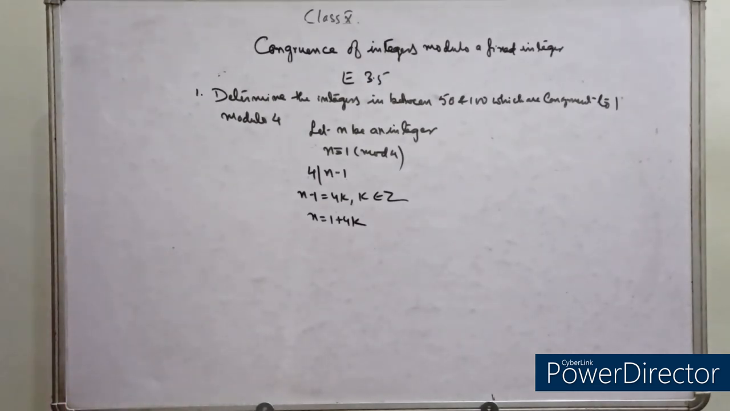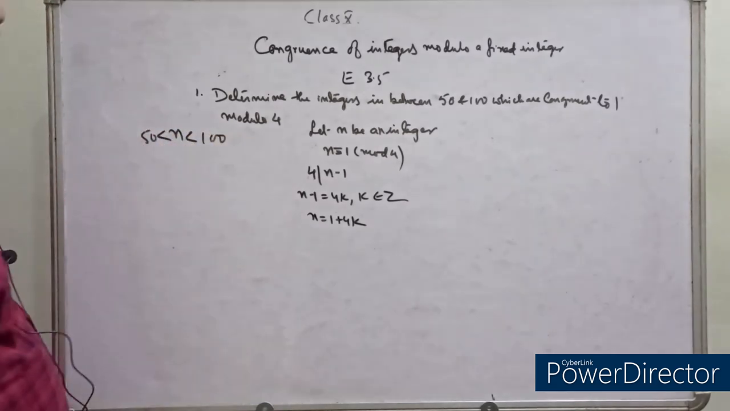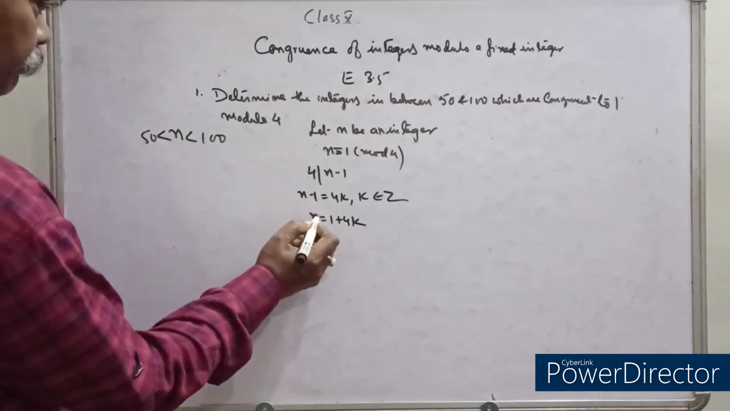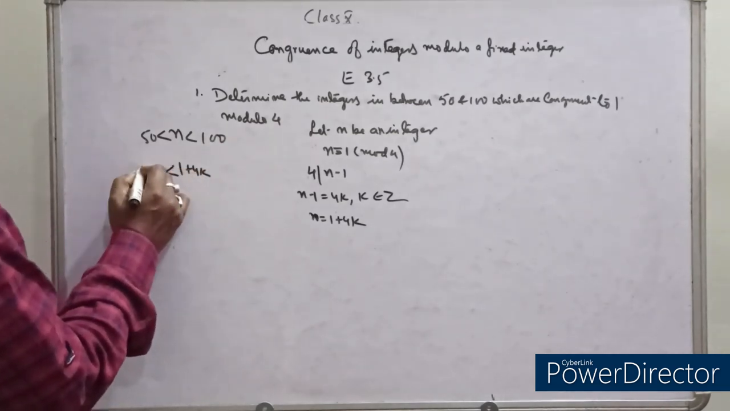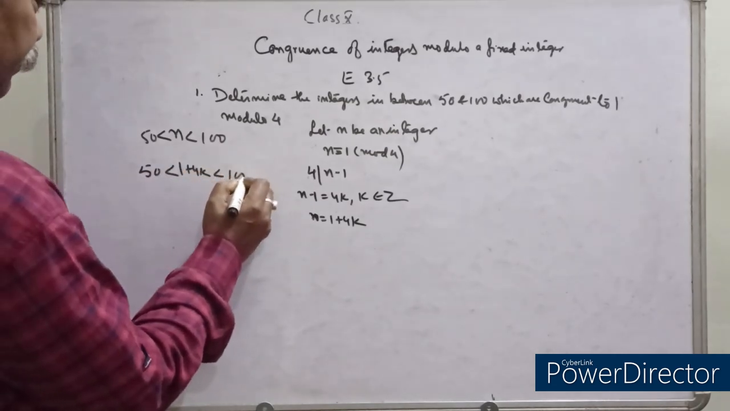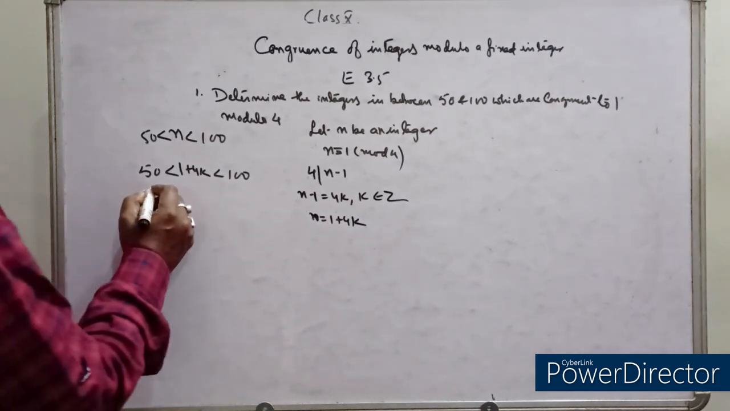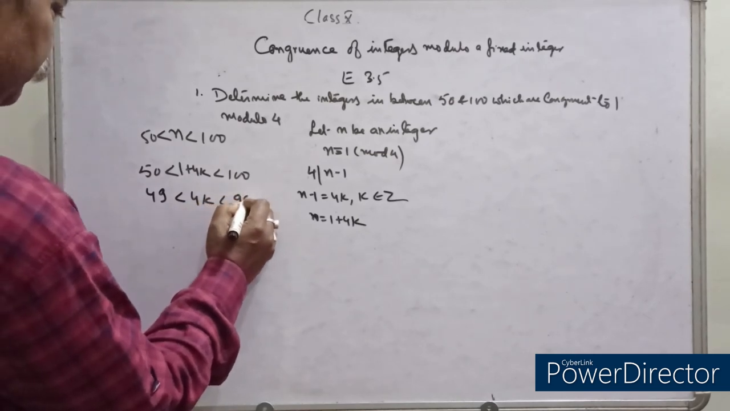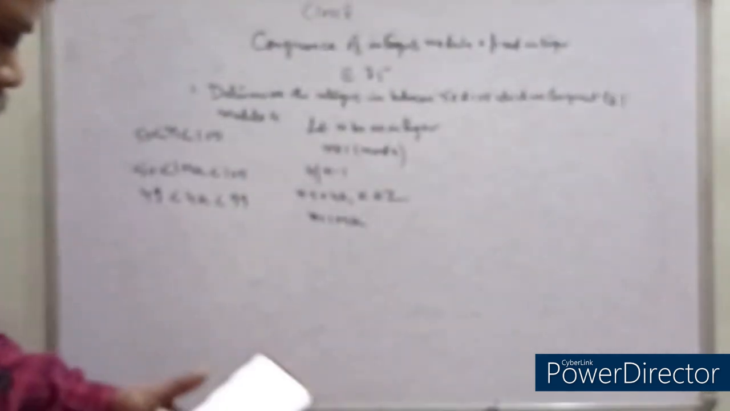So here you see, the limit of n is given between, that means it does not touch 50 and it does not touch 100. So this is your n, 1 plus 4k, that is greater than 50 and less than 100. Now, subtracting 1 both sides, this becomes 49 greater than 4k, less than 99.